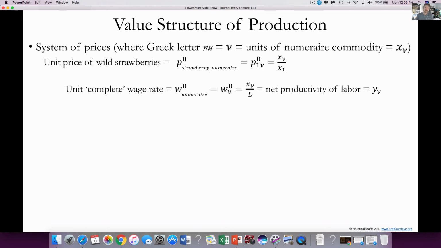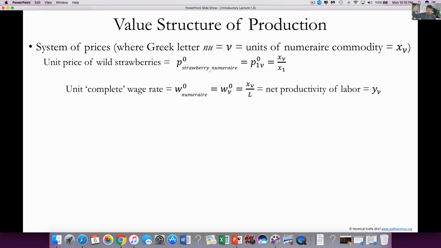We're going to define the unit price here as a ratio of numeraire per unit of the good in question. We're going to measure the numeraire generally with the Greek letter nu. It looks like the letter V, but it's the Greek letter nu, which stands for numeraire. And the quantity of numeraire commodity is going to be accordingly measured as X sub nu. So the unit price of wild strawberries is going to be measured in so many units of nu, or numeraire units, per unit strawberry. And the unit wage rate is going to be expressed in so many numeraire, nu, per unit labor, right?